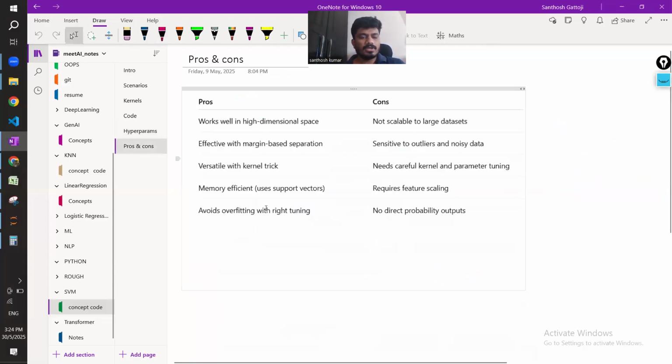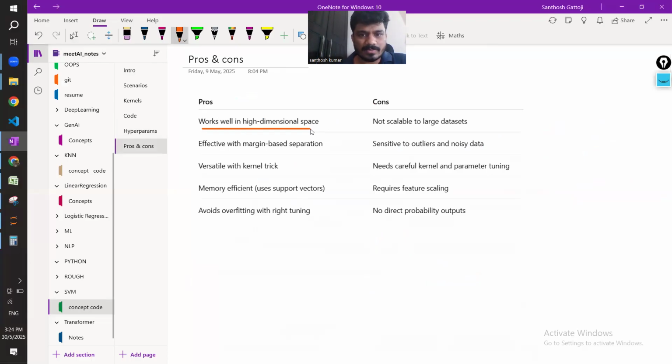Lastly, we have some pros and cons of this SVM model. Mostly it will work well in high dimensions. It is effective with margin-based separation, which is why it is effective. And it is versatile with the kernel trick, so even for high dimensions and complex data we can do this.